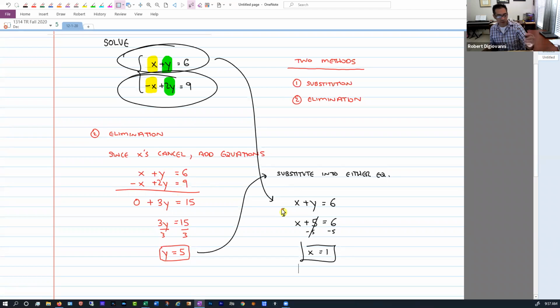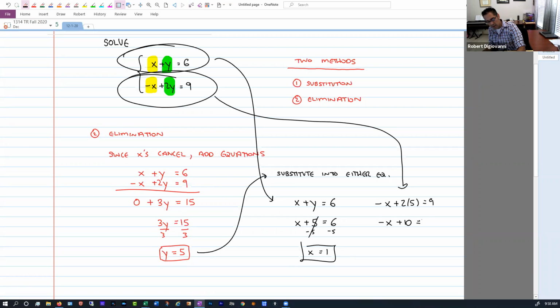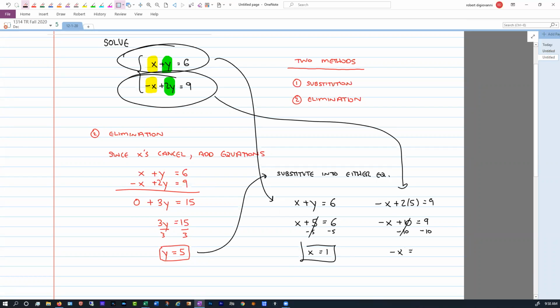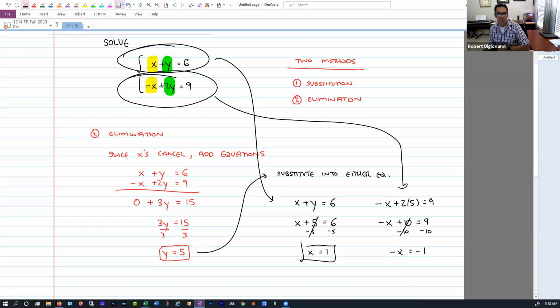Just so you see, if you don't believe this is true, we could have used this one instead. Negative x plus 2 times, we already know y is 5, so 2 times 5 equals 9. This would have given us negative x plus 10 is 9. Subtract 10 on both sides. You get negative x equals negative 1. And then divide both sides by negative 1, and you get x is 1. So you would have got it both ways. The first equation seemed easier. Okay, we good?